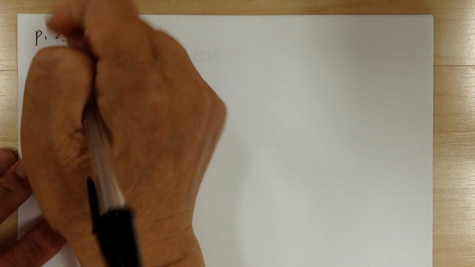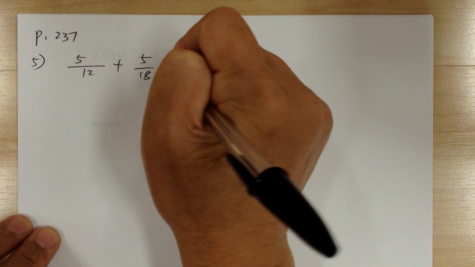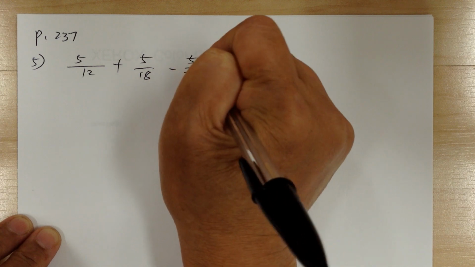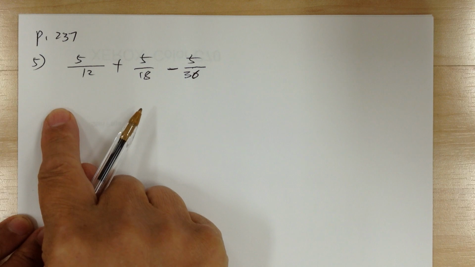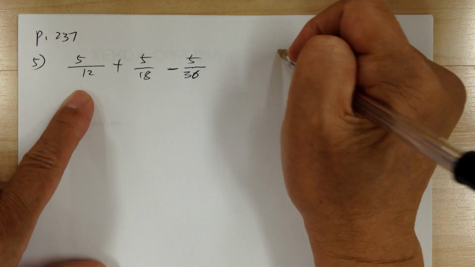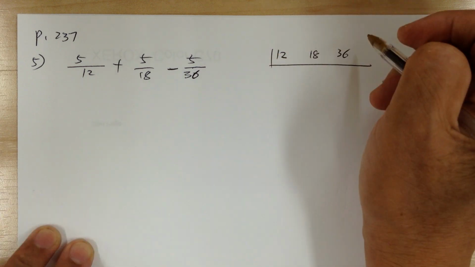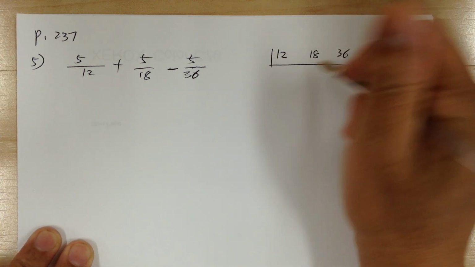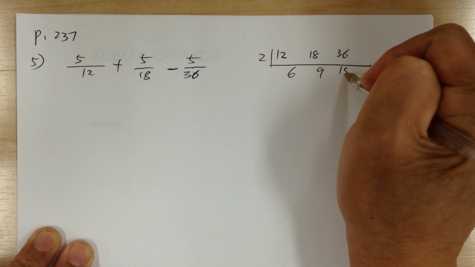Okay, number 5. You have 5 over 12 plus 5 over 18 minus 5 over 36. If you know the LCD is 36, you can just write it down. If not, you can go off to the side. So you have 12, 18, and 36. All these are even numbers, so divide by 2, and you get 6, 9, and 18.